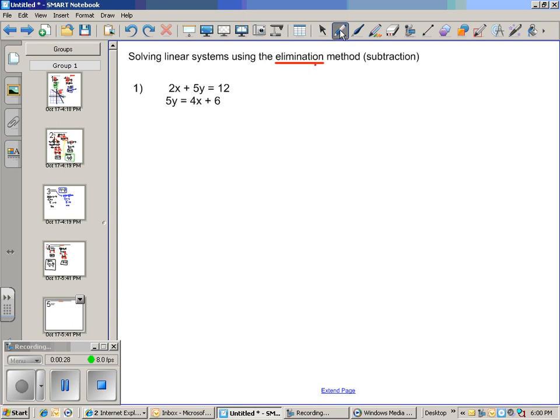So, the very first thing you have to do when doing the elimination method is make sure both equations are in standard form. If you look at the top equation, 2x plus 5y equals 12, that is standard form, where x and y are both on the same side, and then our constant term is over on the other side. Equation 2 is not in that form. The y is separate from the x, so we have to move the x over to the other side. To do that, we're going to use our algebra skills, and this is a positive 4x. Since it's a positive 4x, we need to subtract 4x from both sides.